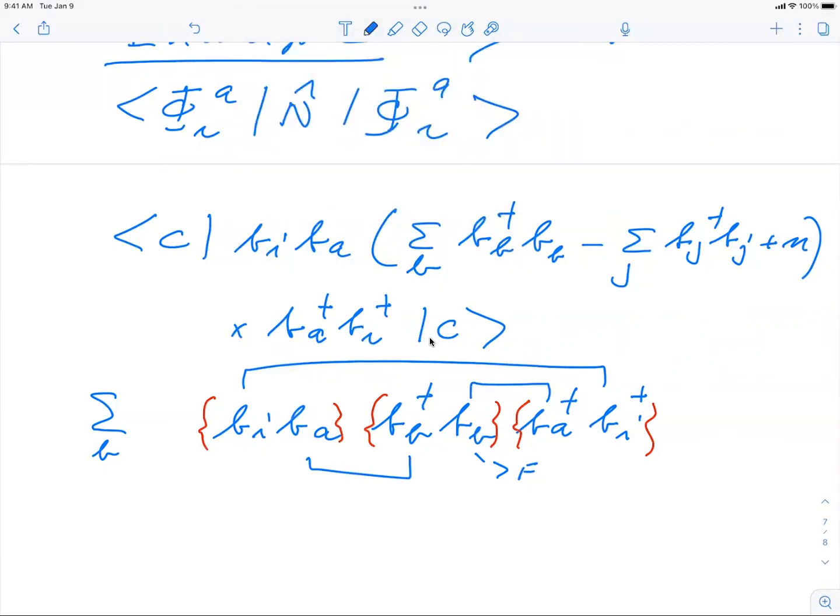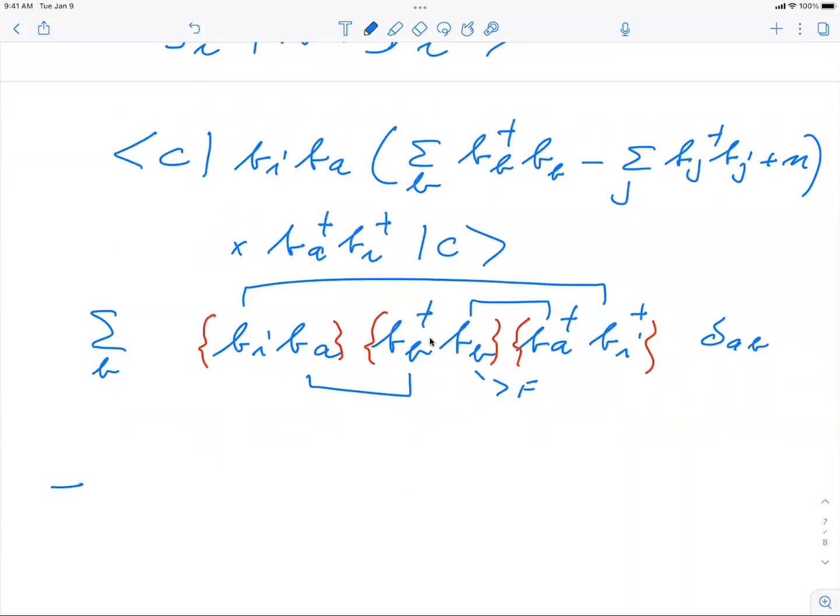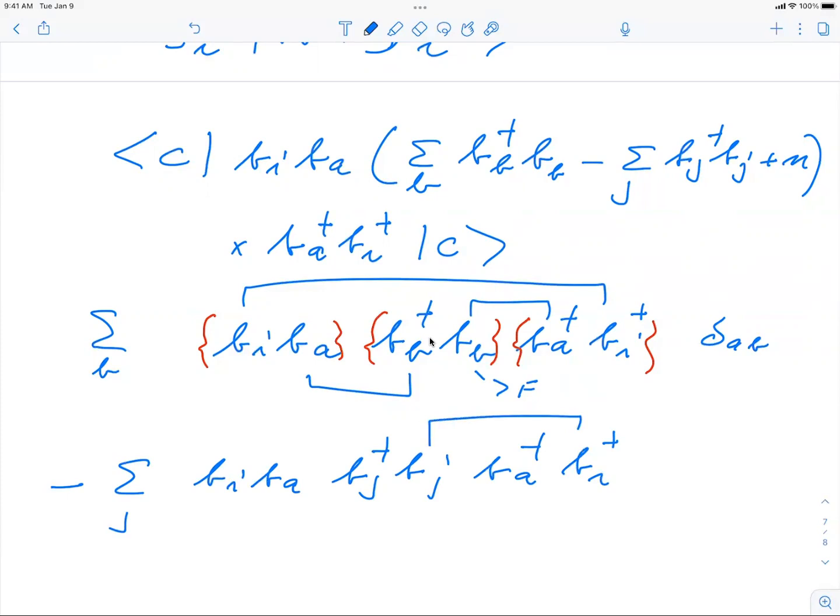So that term is simply going to give me delta_AB multiplied with delta_II, which I'm just leaving out. Then I have a new term. So I have a minus, and then I'm getting this sum over the j's, and I still have my b_i, b_a, and then I have my b_j†, b_j, and then I have my b_a† b_i. So in this case, again, the only contraction which is possible is this contraction here, and then I have this contraction here. And clearly, since a is different from i and j, by the specific definition we have done, this is the only contraction which comes in here.